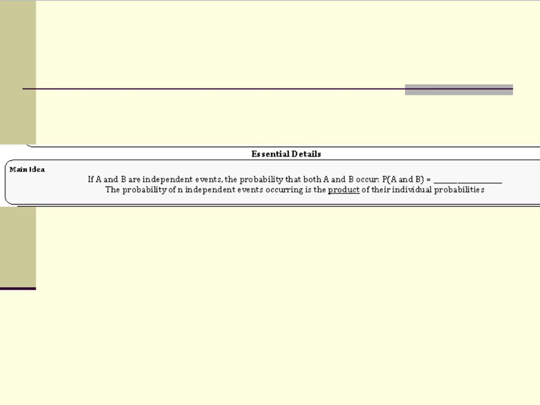So our main idea here is if A and B are independent events, the probability that both A and B occur, which we write as the probability of A and B, is the probability of A times the probability of B. So the probability of n independent events occurring is the product of their individual probabilities. The way I like to remember this is if you have multiple things occurring, you have to multiply.